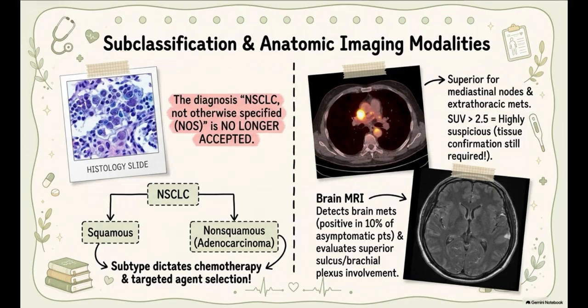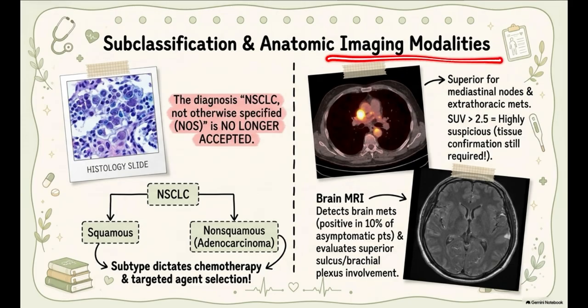Once you have the tissue, you must subclassify it. If it is non-small cell lung cancer, you must define it as either squamous or non-squamous adenocarcinoma. Simply diagnosing non-small cell lung cancer not otherwise specified is no longer accepted in modern practice. Precision is absolutely required here. This precise subtype directly dictates your chemotherapy and targeted agent selection.